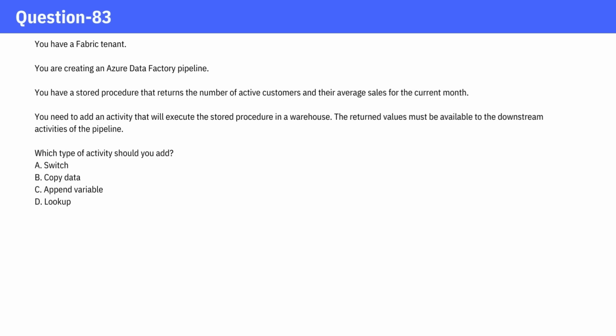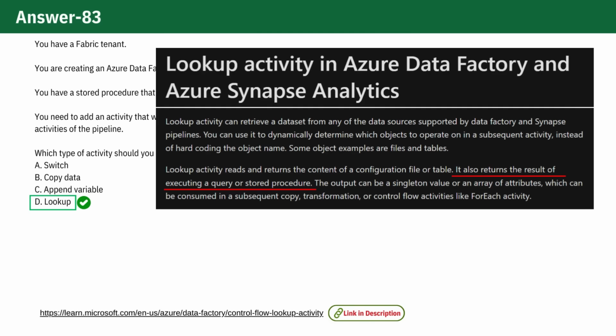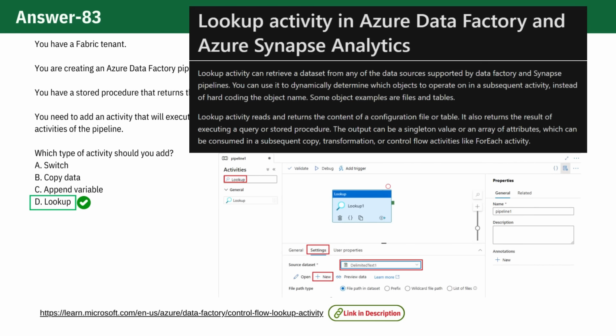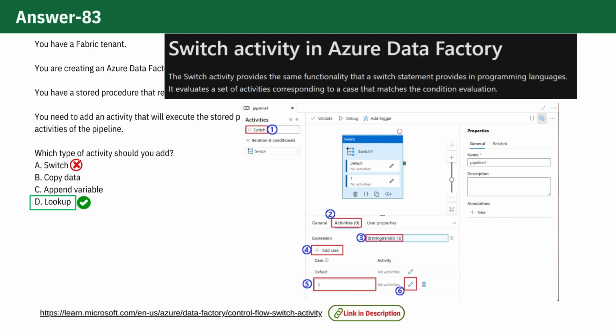You'll find this question straightforward if you've worked with Azure Data Factory or Synapse pipelines. The correct answer is option D, Lookup. This activity is used to execute a stored procedure or query and retrieve the results, making them available for downstream activities in the pipeline. It's ideal when you need to fetch data, like the number of active customers and their average sales, and pass it to other activities in your pipeline.